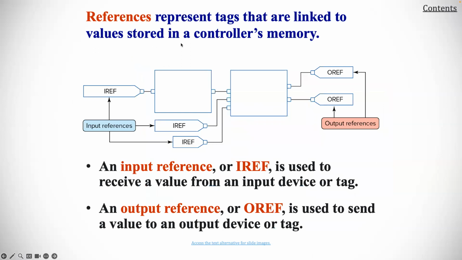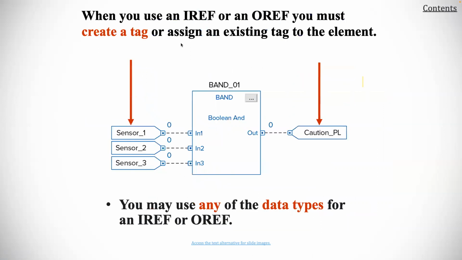References represent tags that are linked to values stored in the control's memory. An input reference or IREF is used to receive a value from the input or device or tag. An output reference or OREF is used to send a value to an output device or tag. When you use an IREF or an OREF, you must create a tag or assign existing tags to the element.